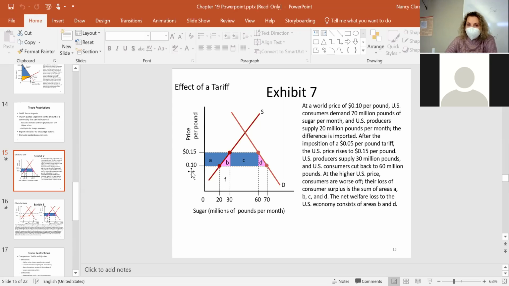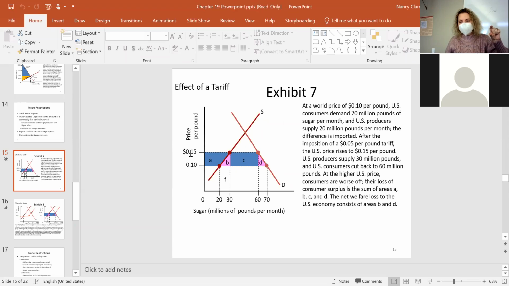So we end up essentially paying 15 cents for this sugar. So if we pay 15 cents for the sugar, we now have consumer surplus that starts at that 15-cent horizontal dashed line and below the demand curve, okay?